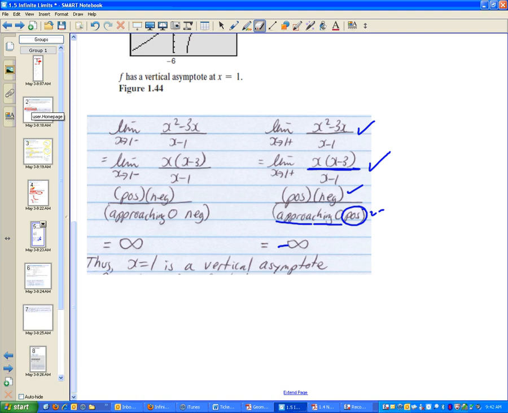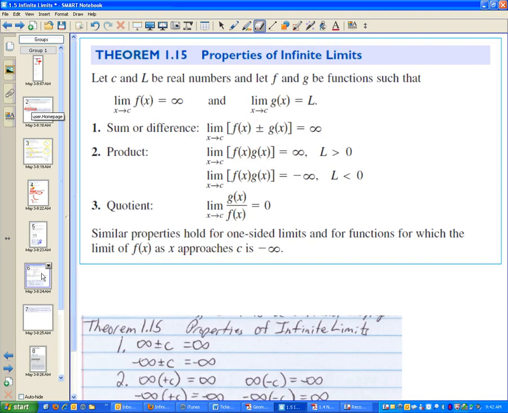Okay? You with me? Think you'll be able to pull that off? Yeah, I think so. All right. Properties of infinite limits.